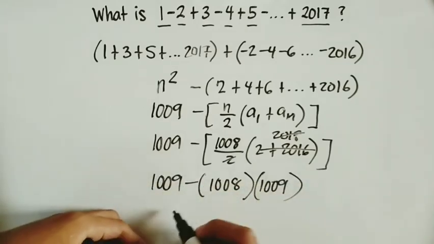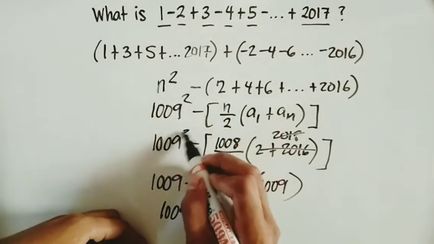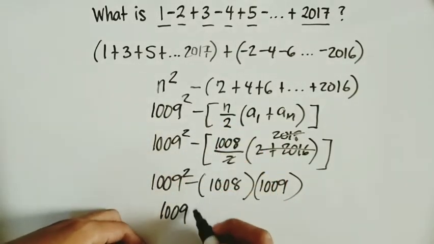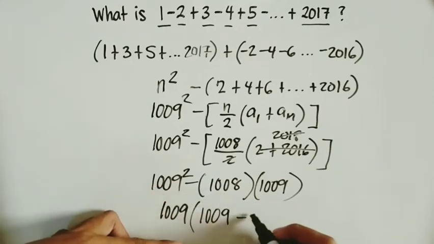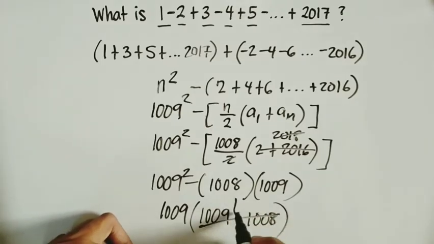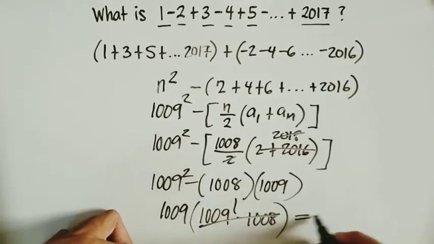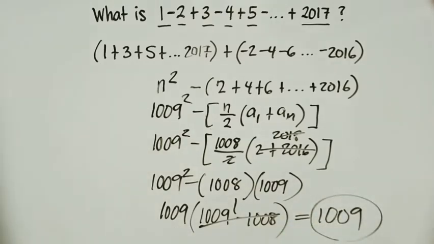Now, pwede natin i-factor out yung common, 1,009. Pasensya na. So, finactor out natin yung 1,009. 1,009 na lang na isa minus 1,008. And this is just simply 1. So, 1,009 times 1 is 1,009. And that is the final answer.